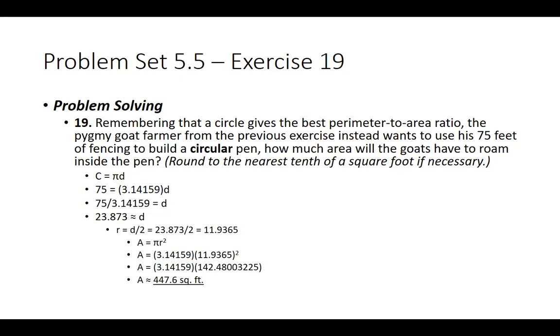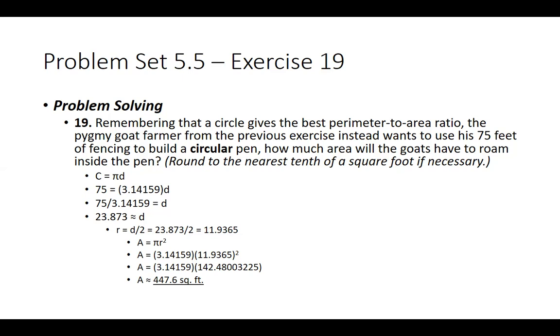So now the 75 feet is still a perimeter, but it's technically a circumference because it's of a circle, not a square. So the circumference is 75. We can use the circumference formula, C equals pi d, and plug things in and get 75 equals 3.14159 times d. Dividing both sides by 3.14159 gets d by itself. 75 divided by 3.14159 is approximately 23.873 as the diameter of the circle.